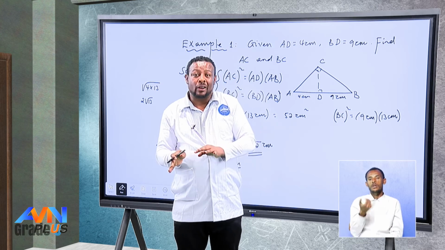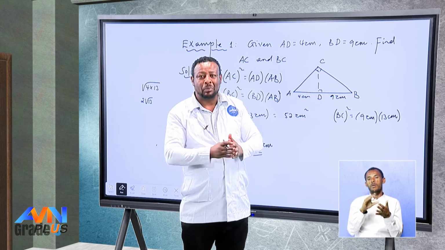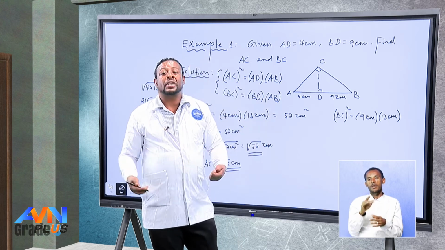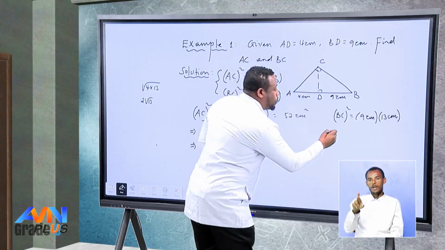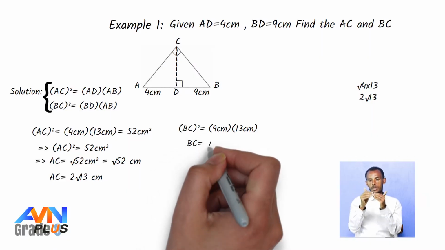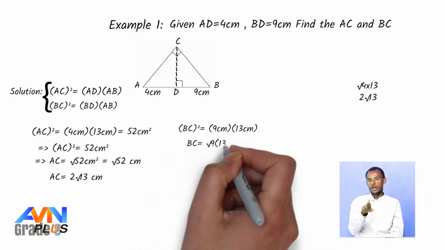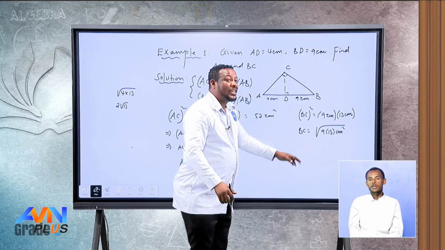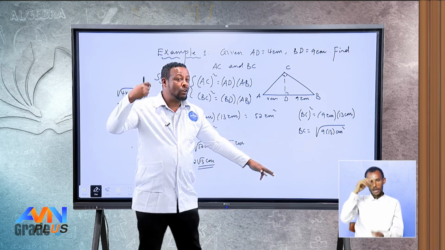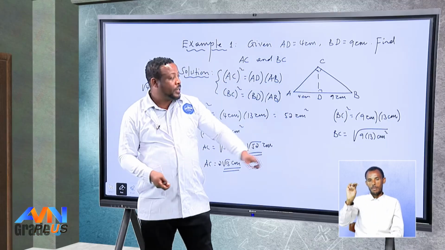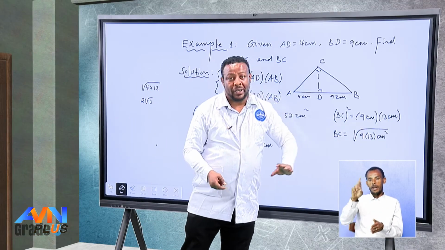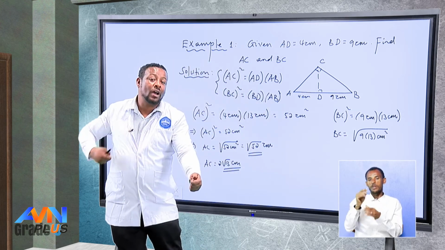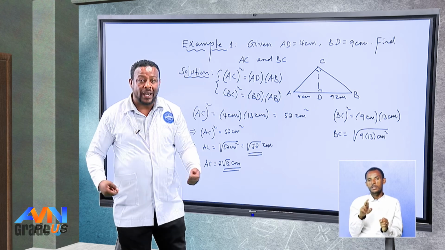If you don't have a calculator, no need to directly multiply. You can put it as it is and take the perfect numbers out of the radical, right? So BC is equal to, in the radical, 9 times 13 centimeter square. Now centimeter square can be taken out as centimeter because the radical can avoid the square part, and 9 can also be directly taken out from the radical. Square root of 9 is 3.